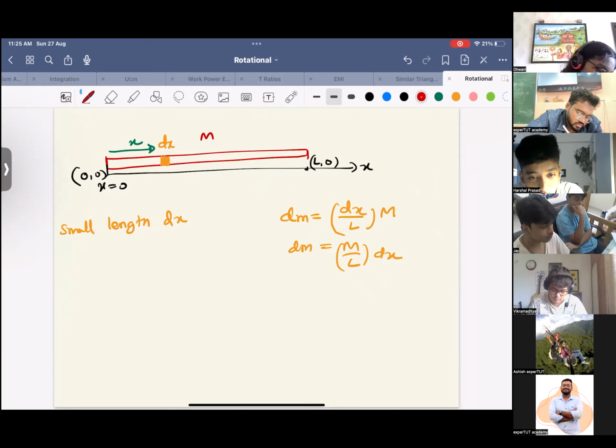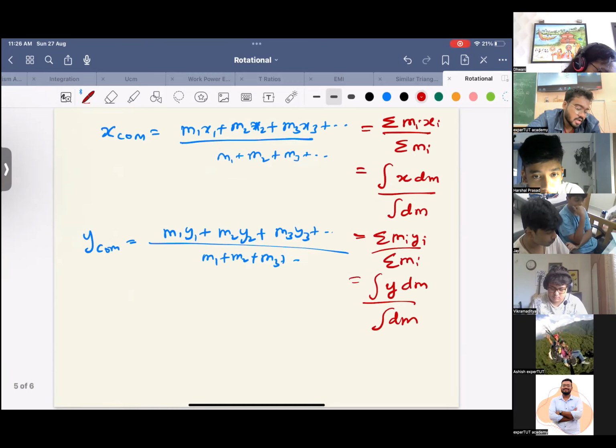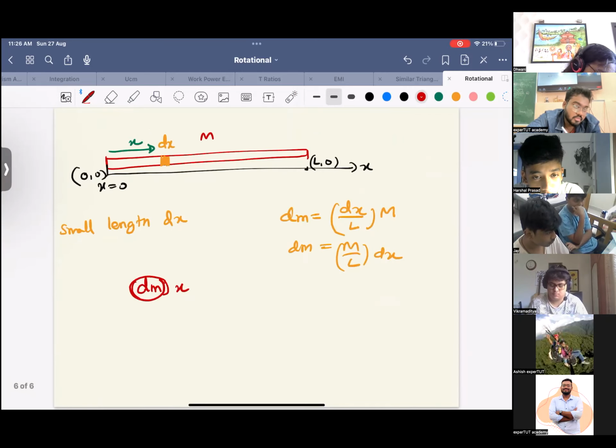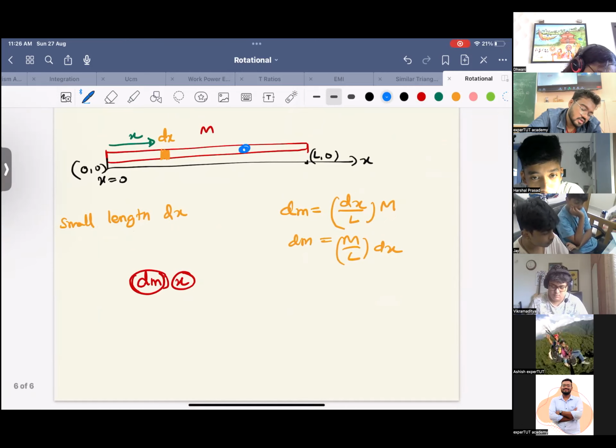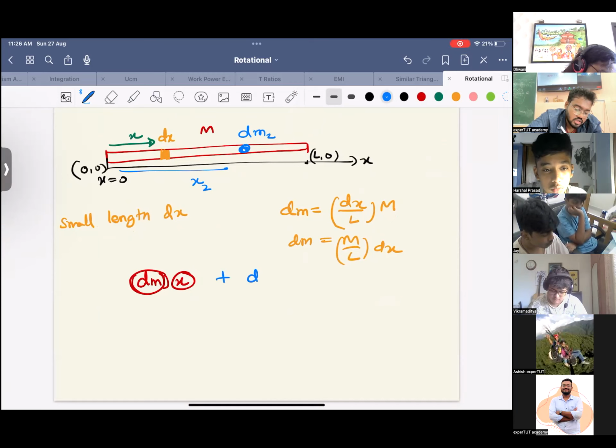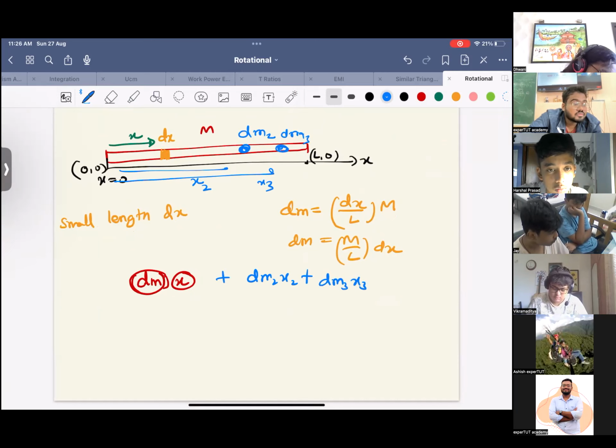For that small mass, you multiply it by the length x, right? Mass of that object into where it is, x. The mass of the object is dm, and it is located at x. By the way, suppose you take a different mass here. Let's say it is dm2, at x2. So you'll add plus dm2 x2, right? Plus, for a different dm3 at x3, you'll add dm3 x3, right?